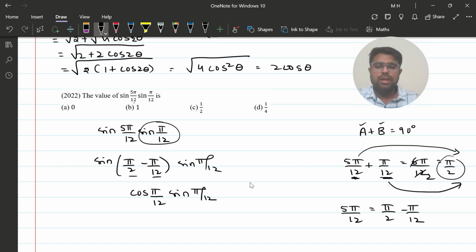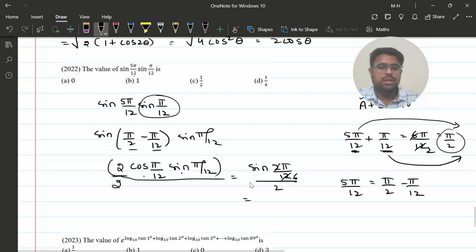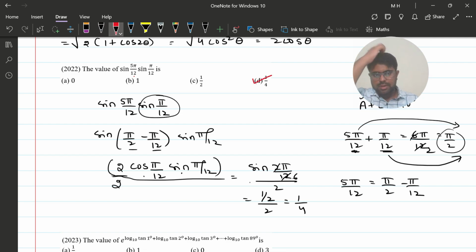We have done a very similar problem to this in the previous questions. We have sine theta into cos theta. If I multiply and divide it by 2, it is going to be 2 sine theta cos theta, which is sine 2 theta. That is sine 2 times pi by 12 divided by 2, which is going to be sine pi by 6. What is it? Sine 30. What is sine 30? 1 by 2 divided by 2 is going to give us 1 by 4. So therefore, option D is the right answer.